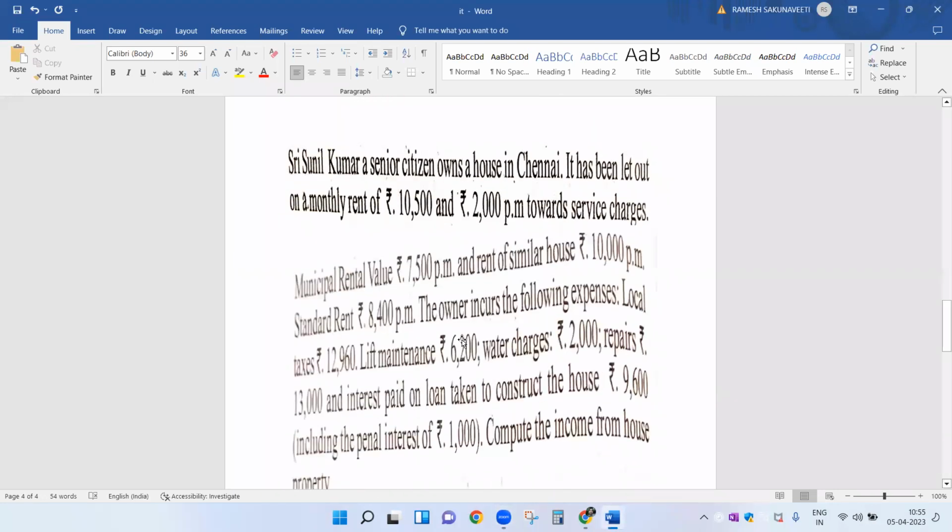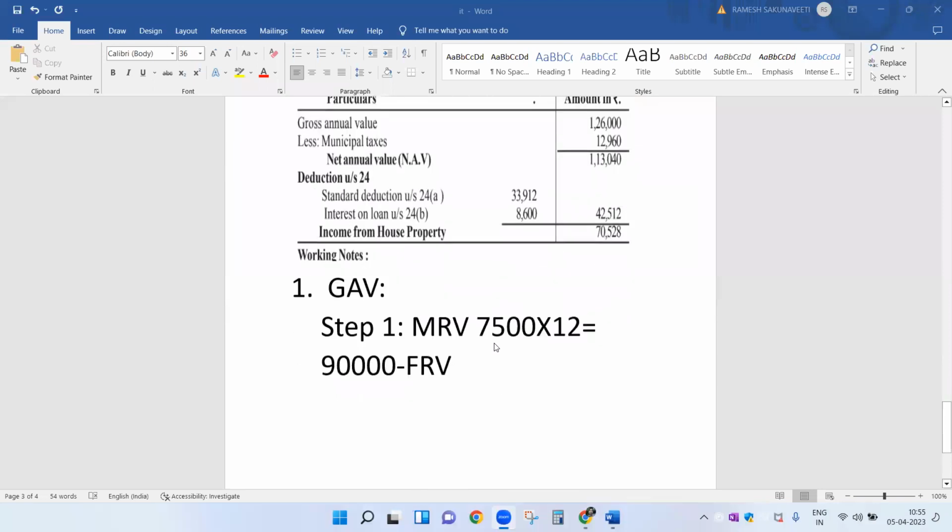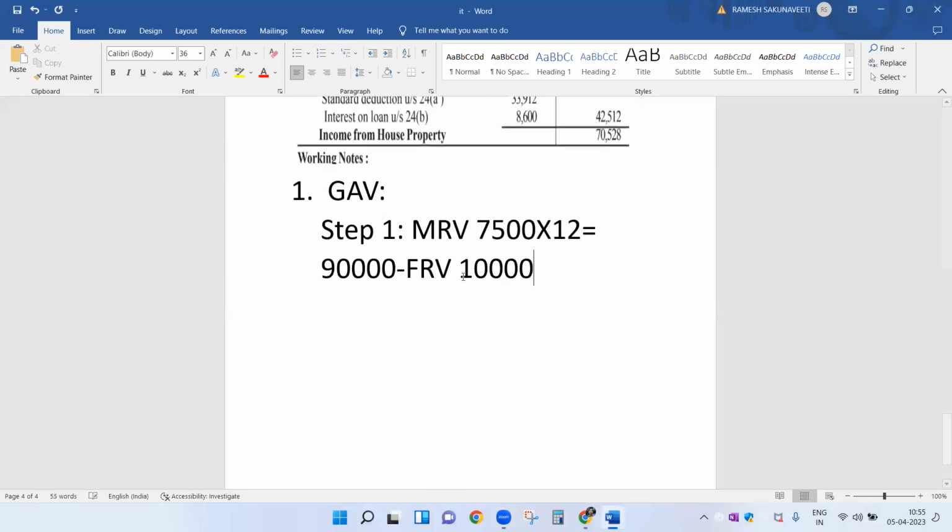Similarly, fair rental value. See, fair rental value means, several times I mentioned in the classroom also, rent of similar house into 12 months. So 10,000 into 12, you have to compare. 1,20,000. So 90,000 one value is there, 1,20,000 another value is there. Which one is higher? So 1,20,000 is higher.